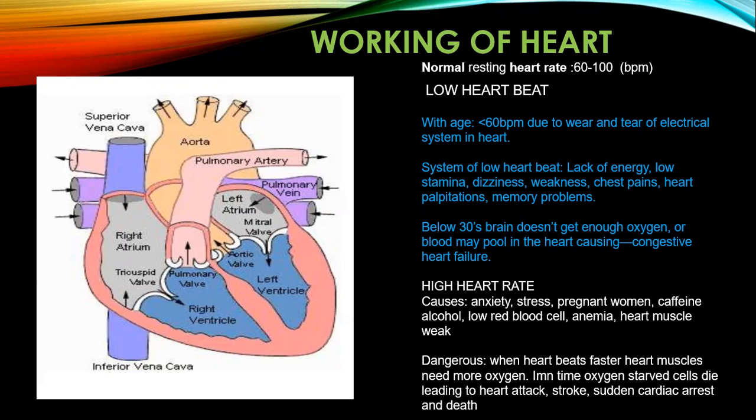In general, with age, your heartbeat decreases. That is a normal situation, and it happens because of the wear and tear of electrical systems in the heart. The contraction and relaxation of the heart is regulated by electrical signals, which are generated in the heart itself. So with age, those signals are weakened, and because of that you have a low heart rate. This is with age, and that is understood.